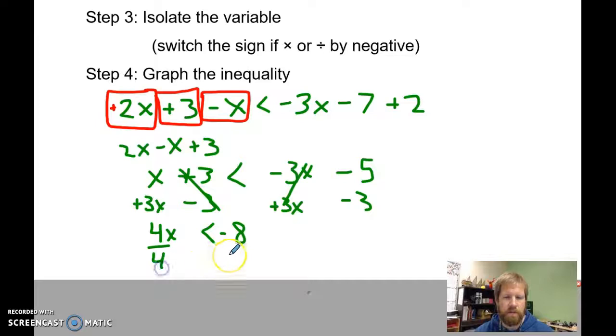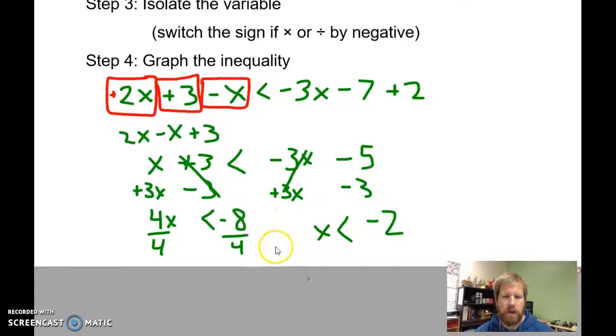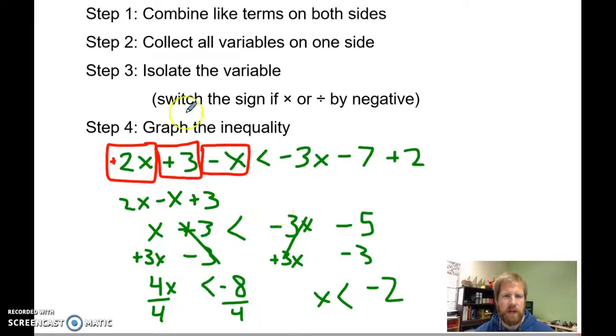Divide by 4, and I'm going to have x is less than negative 2. Right? Keep in mind the steps for solving your inequality and graphing it are all pretty much the same as when you have multiple variables on one side. Okay, that adds a step. So we're just adding one more step each time.